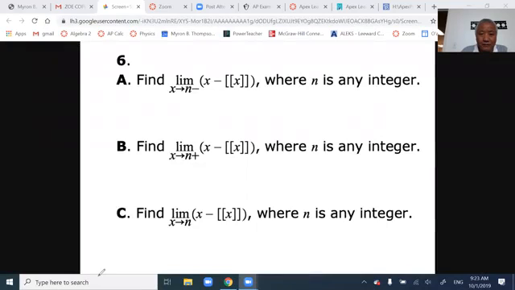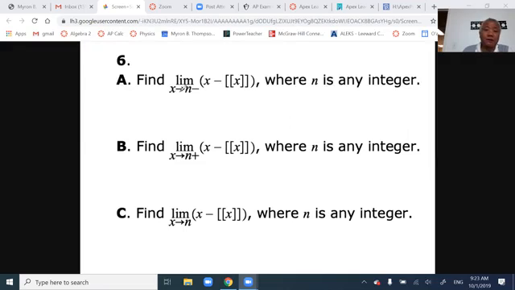Okay, let's look at this question. Number 6. They said find the limit when x approaches n, but from the left side. Make sure it's recording.